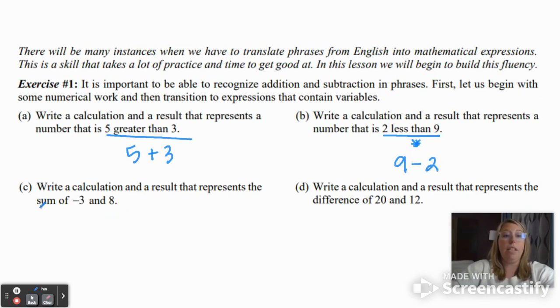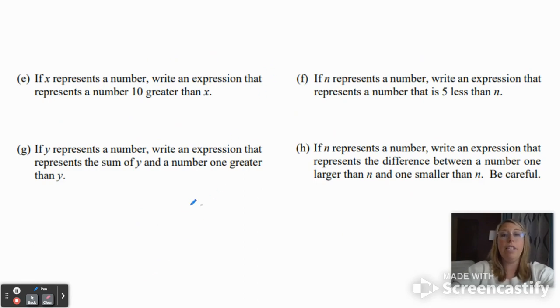For C, we want the sum of -3 and 8. Sum is an addition word, so -3 plus 8. And then finally for part D here, difference of 20 and 12. Difference is a clue for subtraction, but it does not change the order, so that's just 20 minus 12. All right, now let's get into some actual algebraic expressions. So for part E, we've got an expression that is 10 greater than x. Greater than, we know, means to add. So 10 plus x.